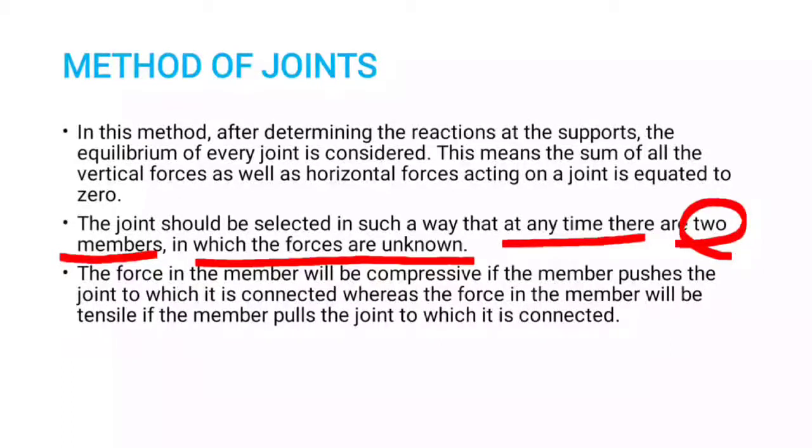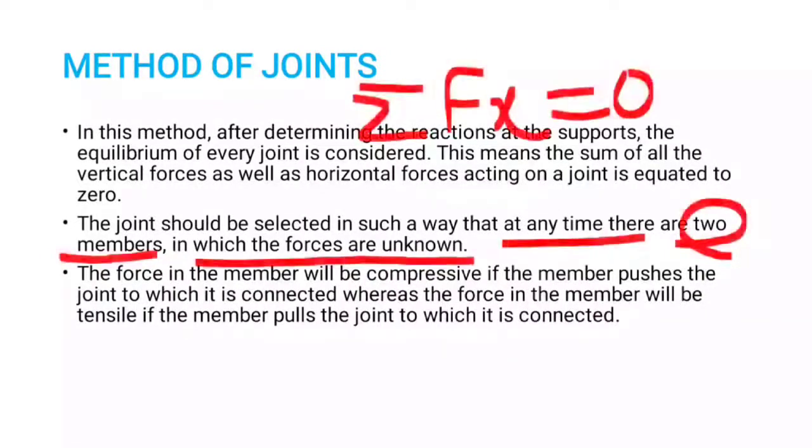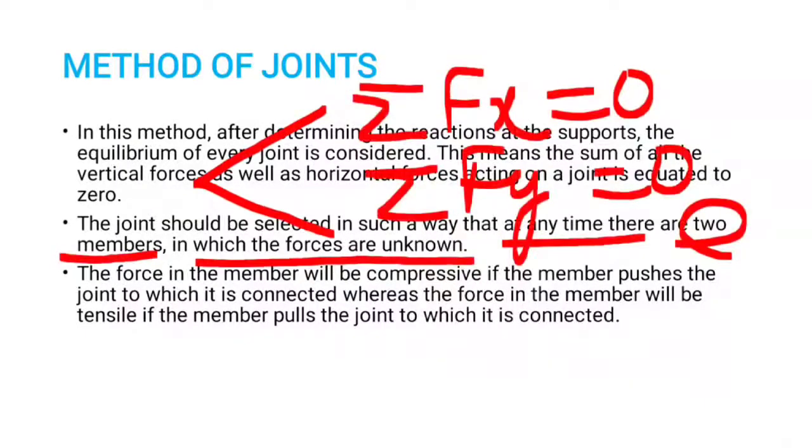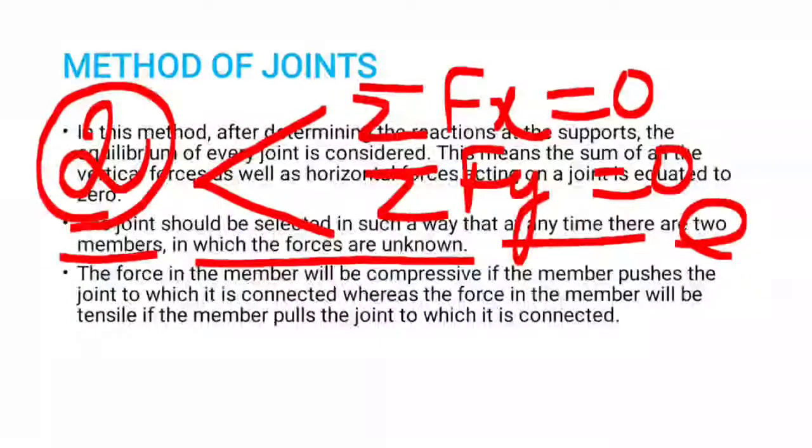మోర్ దెన్ టూ ఉన్నట్లయితే మనము ఫోర్సెస్ అనేటివి కనుక్కోలేం. ఎందుకంటే మనకు ఉండేది టూ ఈక్వేషన్స్, సిగ్మా ఎఫ్ఎక్స్ ఈక్వల్స్ టు 0 అండ్ సిగ్మా ఎఫ్వై ఈజ్ ఈక్వల్స్ టు 0. By using two equations, we calculate only two unknowns. Okay, that's why you select a joint in such a way that only two members should be unknown, that means in those members only you need to find the forces.